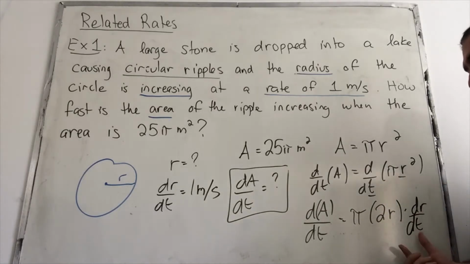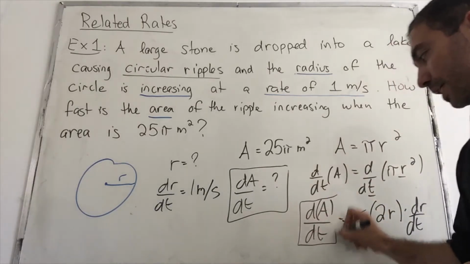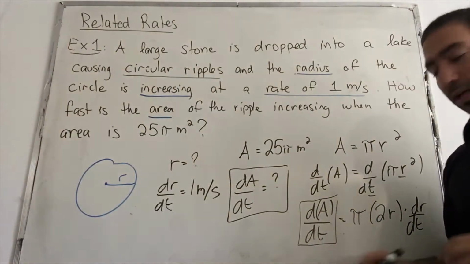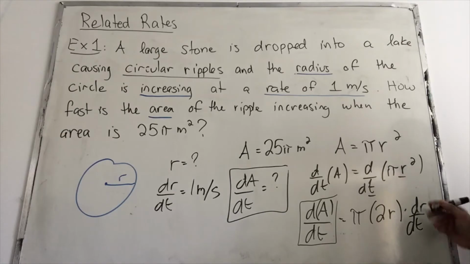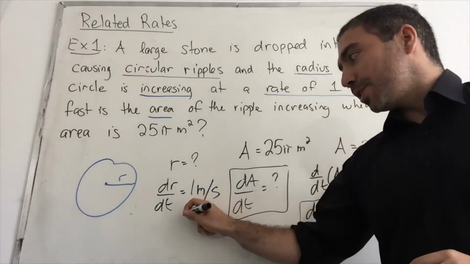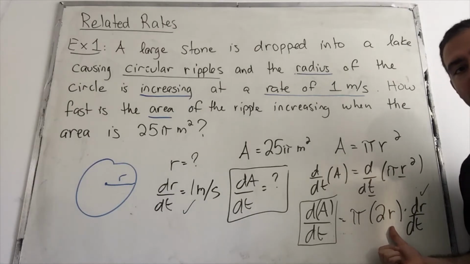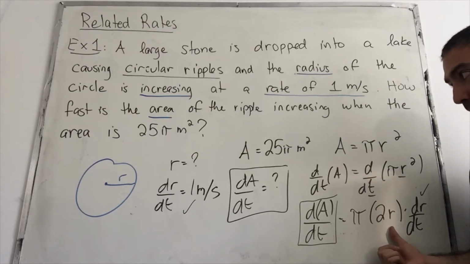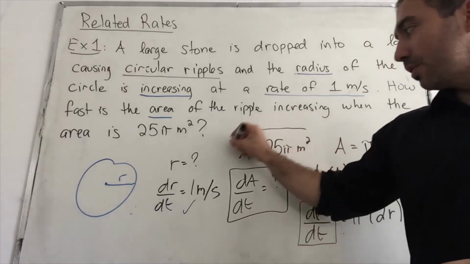Okay. So in order to answer this question, all we need is the radius and all we need is dr dt. It's asking us to go find the derivative of A with respect to time. In order to do that, we need the radius, we need dr dt, and we're done. Well, dr dt we have. That was information that was provided in the problem. All we're missing now is the radius. How do we go find the radius? Well, what information haven't we used yet? We haven't used the area.